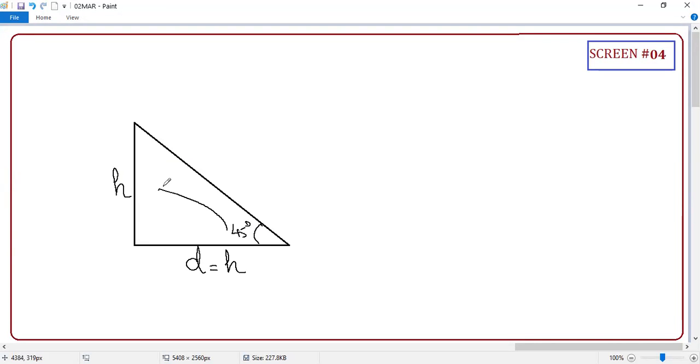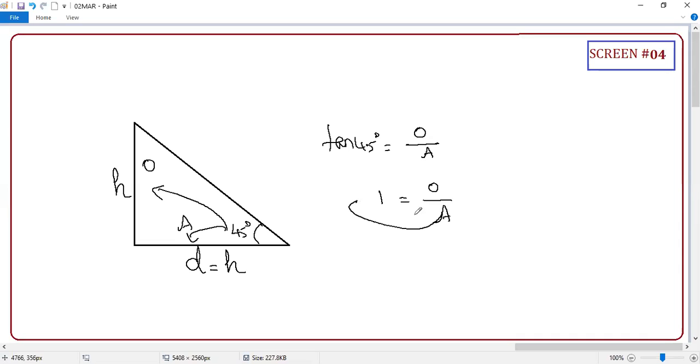Sir, how come, sir? Very simple. This is opposite and this is adjacent, and opposite by adjacent is tan 45. Guys, compare everything, you will get the solution. Opposite by adjacent. Tan 45 equal to what? 1. 1 means what? Opposite equal to adjacent. Are you clear? This relation we will apply in so many places in this question. Right? Clear or not? Yes, sir.